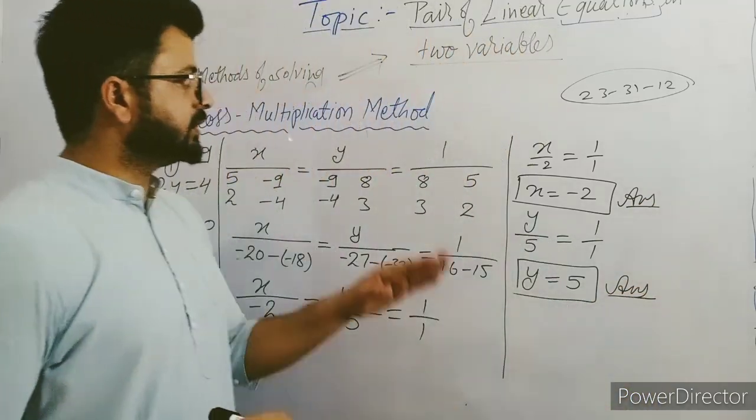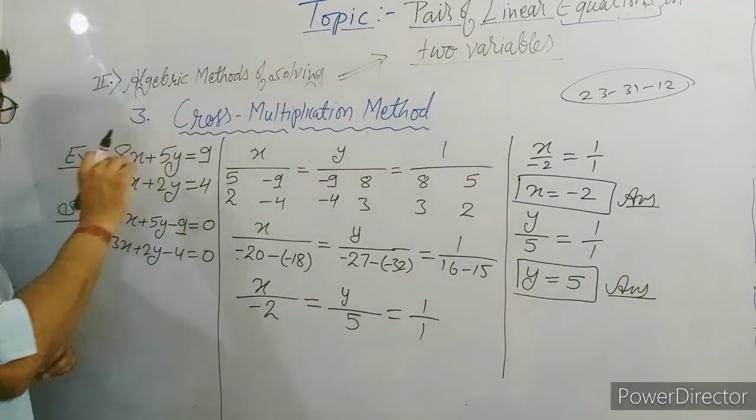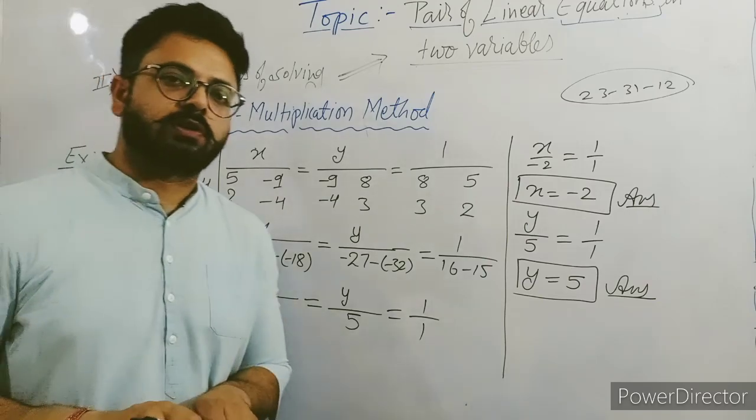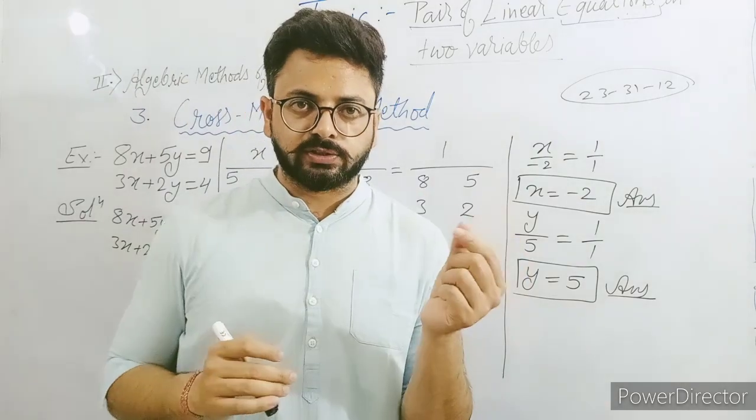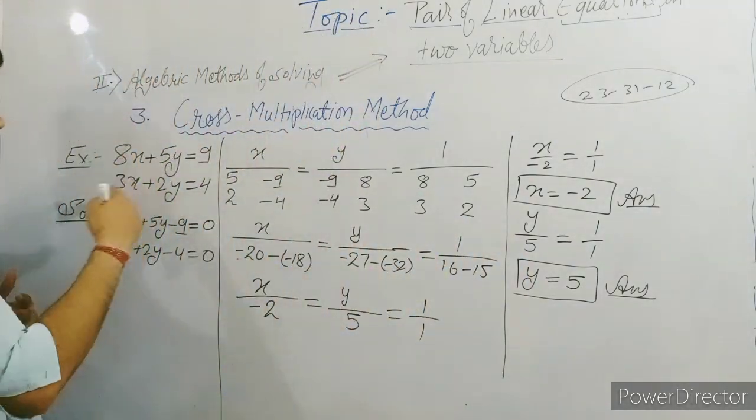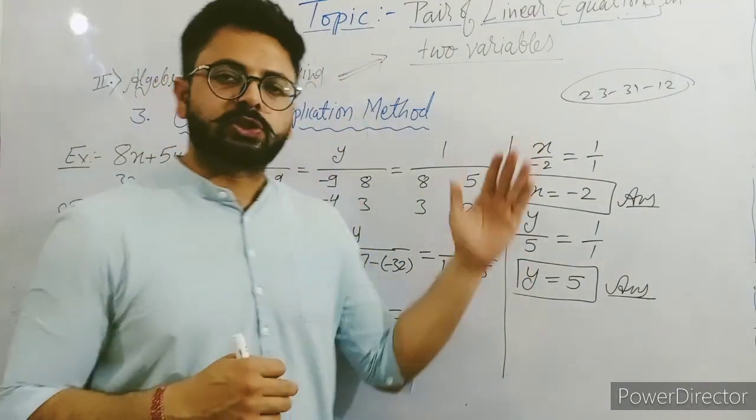What does this mean? We are calculating for x and y. Whenever we are solving a quadratic equation, that time also we are solving for the unknown variable. And here also two unknowns are there, x and y. We are calculating for those two unknowns.